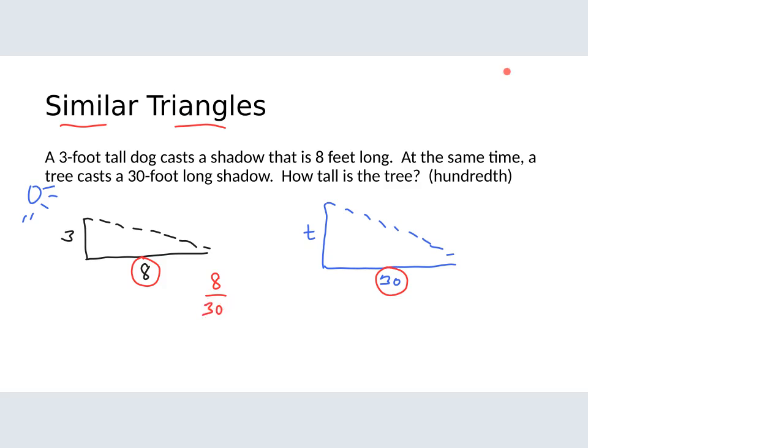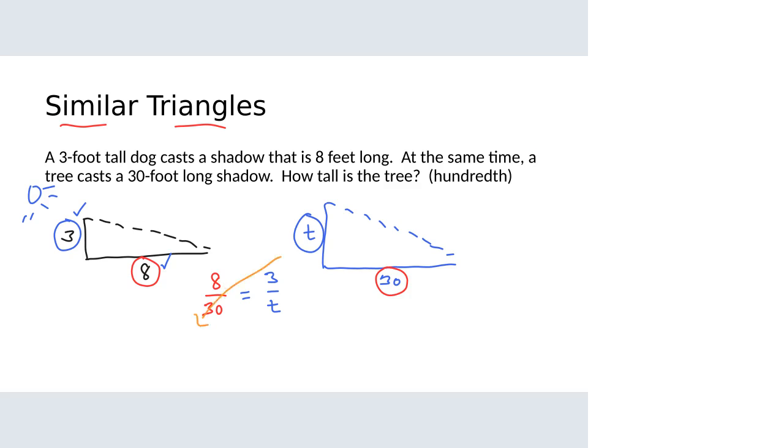And then let's see, the other ratio I'm going to set up here is going to be about this height of the dog, height of the tree, and so that'll be 3 over t. If I put the smaller triangle on top, I need to put the smaller triangle on top. So 8 over 30 is as 3 is to t. And now I can solve this.